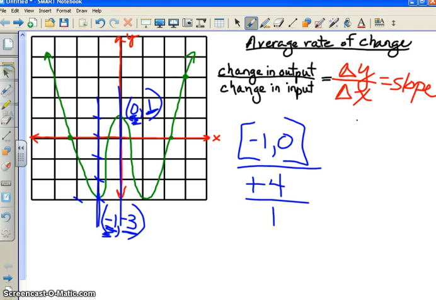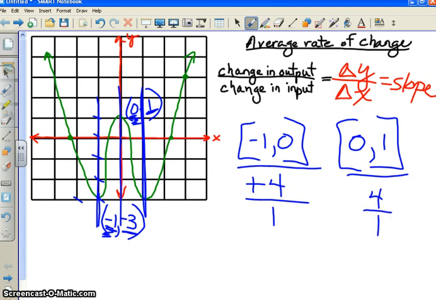The next interval from 0 to +1 will be pretty easy because notice from 0 to +1, what's happening there is just a mirror image of what happened from -1 to 0. So our average rate of change is going to be 4/1. But now that'll have to be negative because our function is decreasing between 0 and +1.